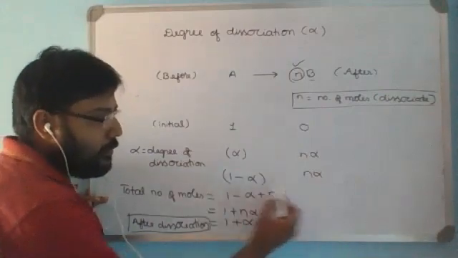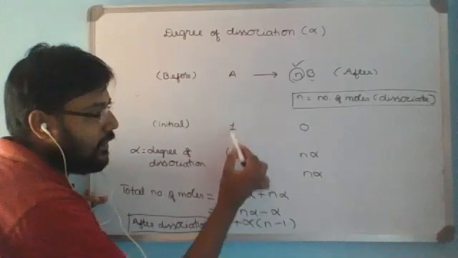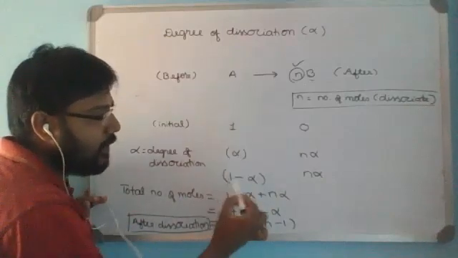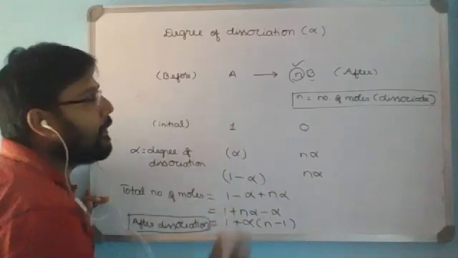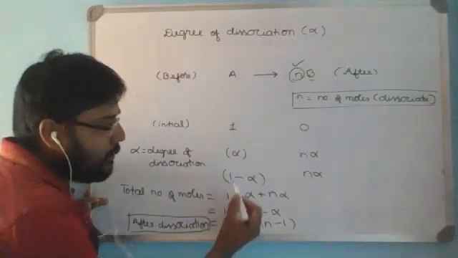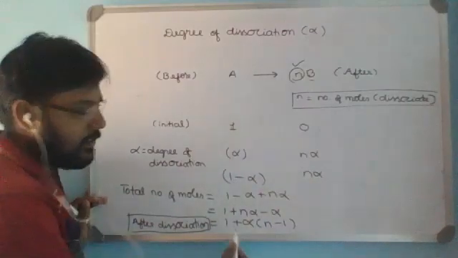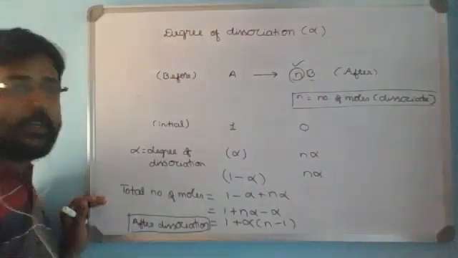Now the total number of moles to observe: initially it is 1, alpha gets dissociated, and hence for solute, it is 1 minus alpha. For dissociated ions, it is n alpha. Now, total it will be 1 minus alpha plus n alpha. So, with a simple arrangement, it is given as 1 plus alpha into n minus 1.